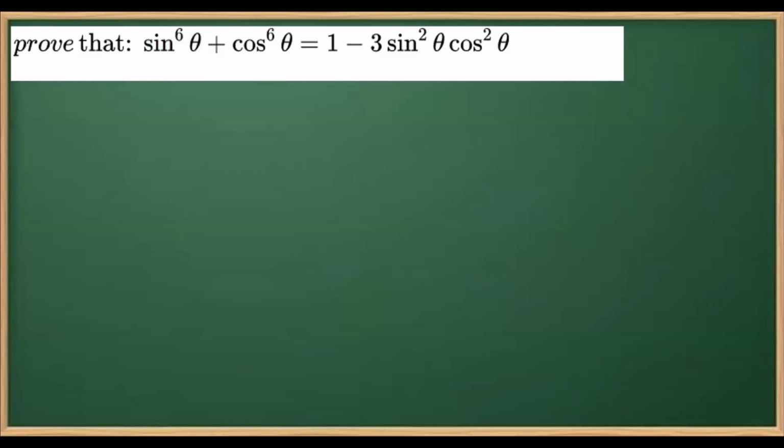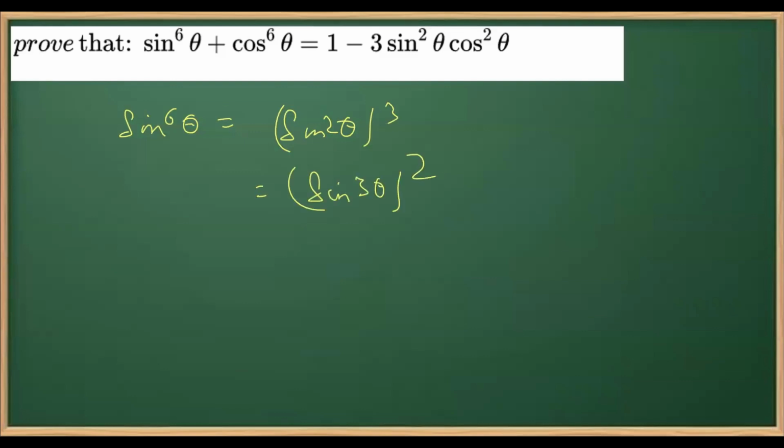But then there can be confusion that I can write sin raised to the power 6 theta as sin square theta whole cube, or I can write this as sin cube theta whole square. Now, which is most suitable and which we should go for? Well, clearly we have an identity based on sin square theta and not sin cube theta. So we'll go for the first one here.